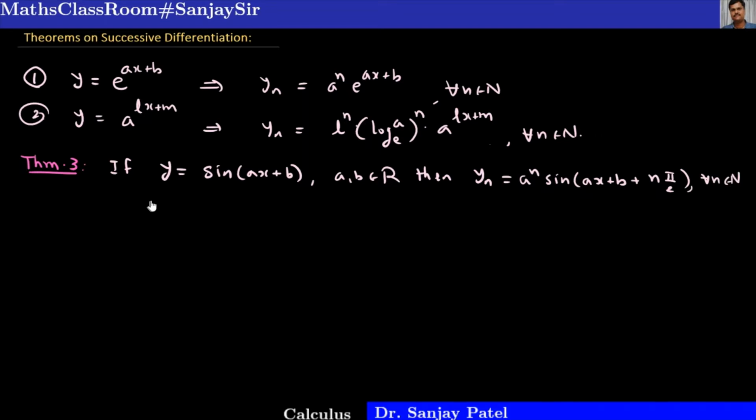So we want to derive this as a theorem. The same result is there if you replace sine by cos. That means if y is equal to cos of ax plus b is given, then you can write down the nth derivative by just replacing the word sine by cos: yn is equal to a raised to n cos of ax plus b plus n pi by 2. So let us prove.